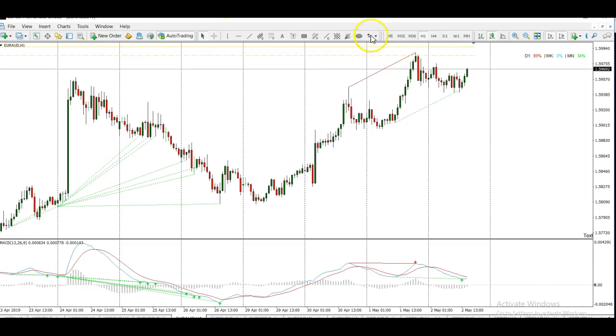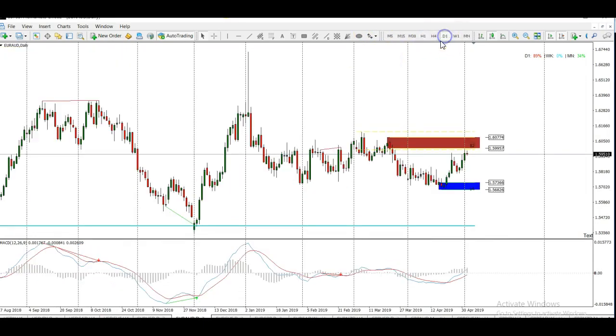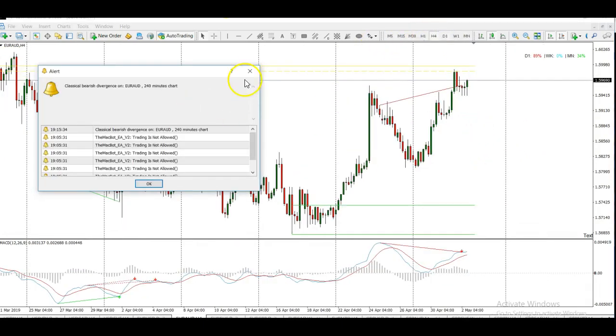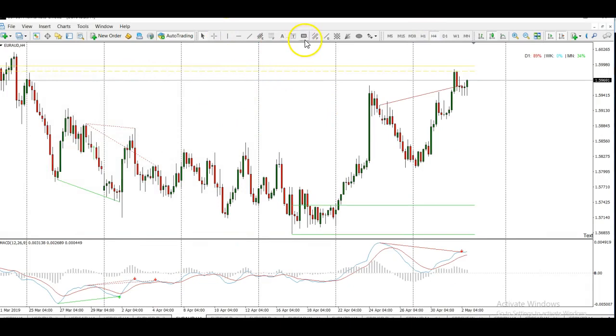Euro Aussie. Let's go to the daily. So it's approaching this daily zone now. We've got a nice 4-hour zone here.